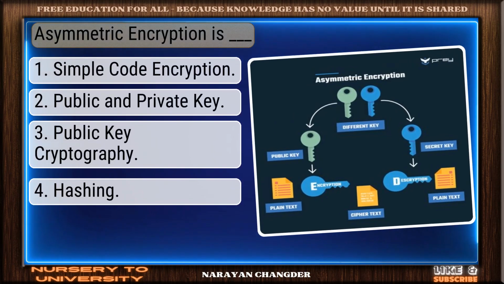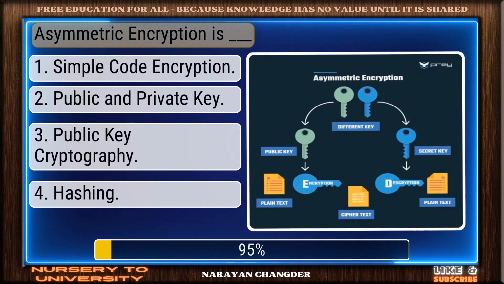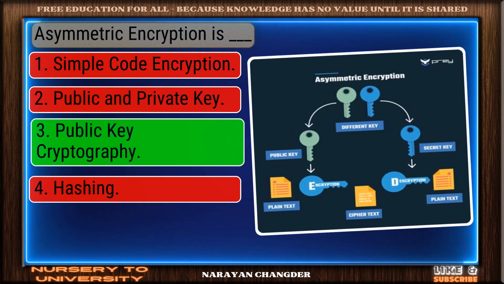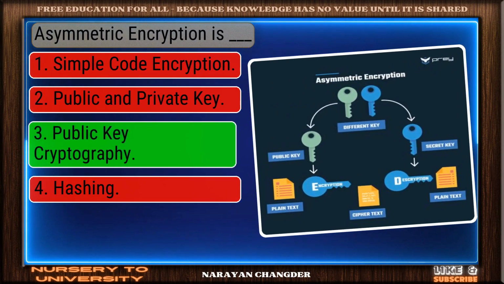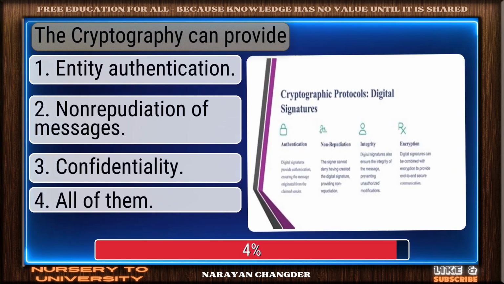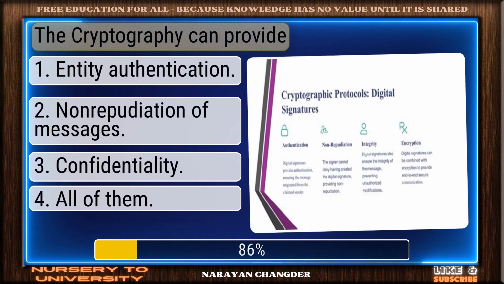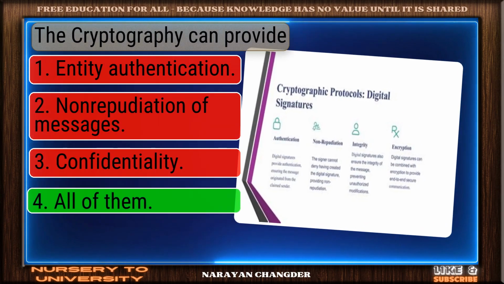Question number 76. Asymmetric encryption is dash. Nice work. You chose public key cryptography, and it is correct. Question number 77. The cryptography can provide. Well picked. All of them is the correct answer.